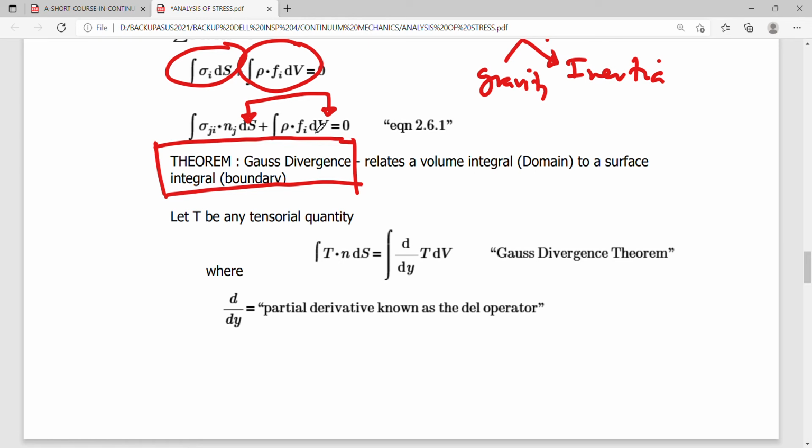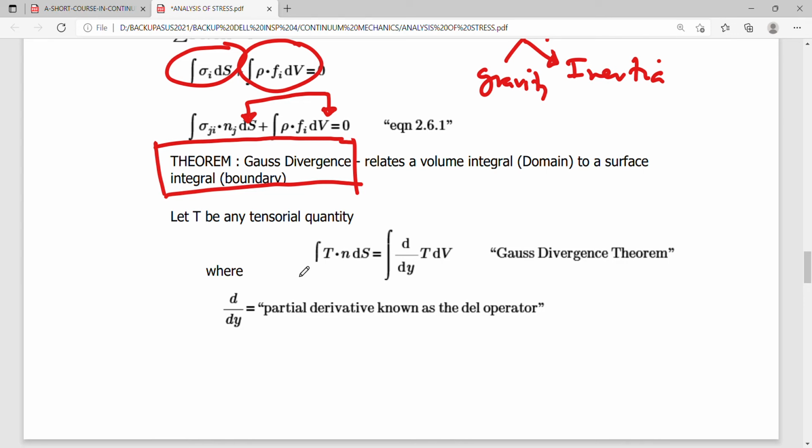Okay, so that is now the purpose of introducing to you the Gauss divergence theorem, for you to be able to relate the volume integral or the domain integral to a surface integral, or what you call the boundary integral, or vice versa. So there's a relationship between the boundary and the domain.